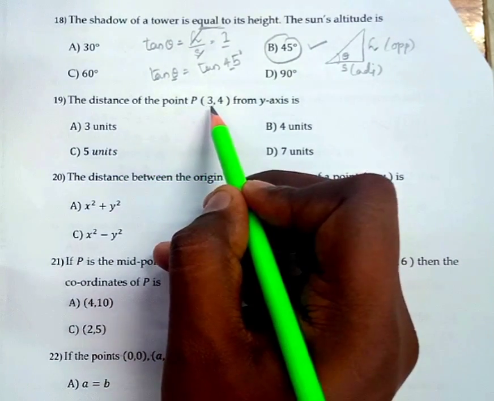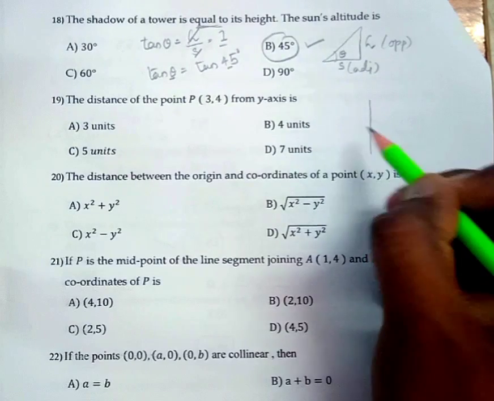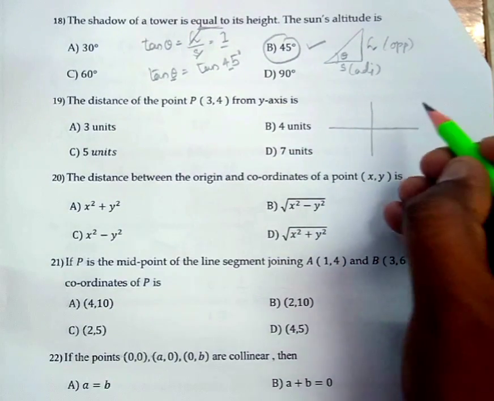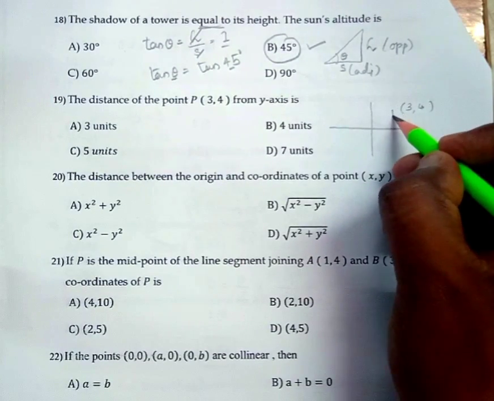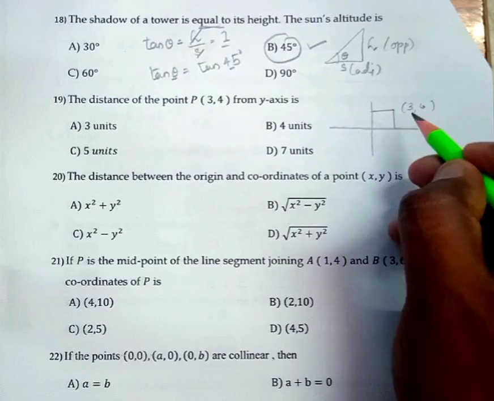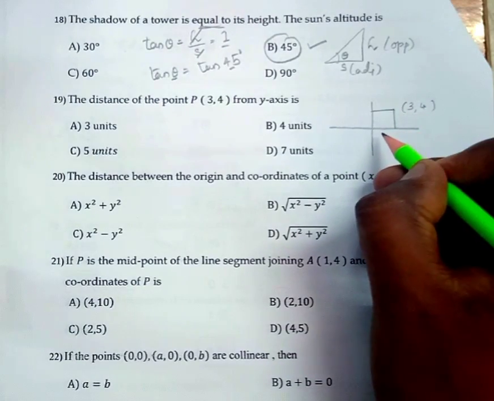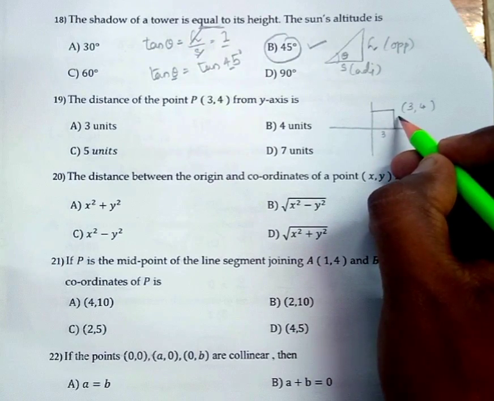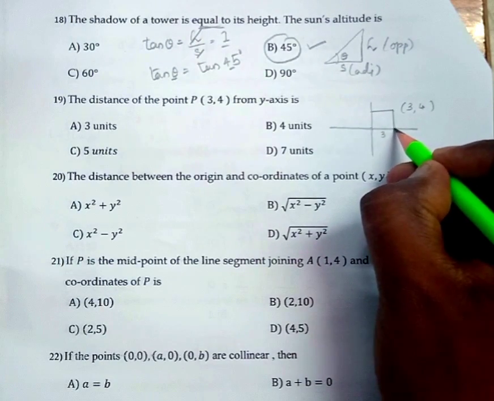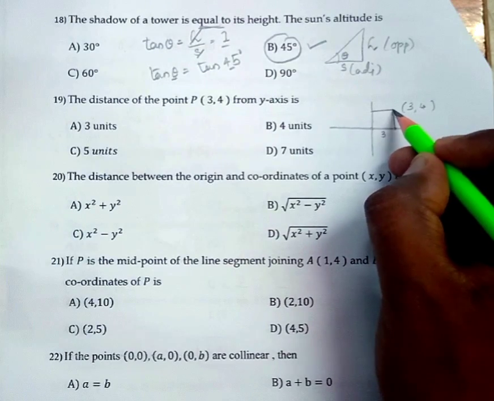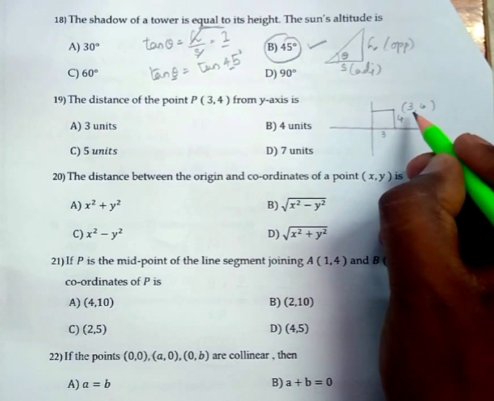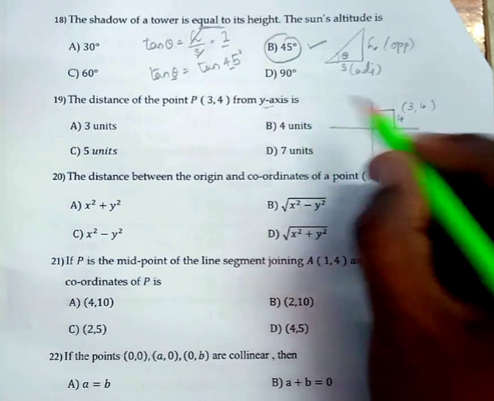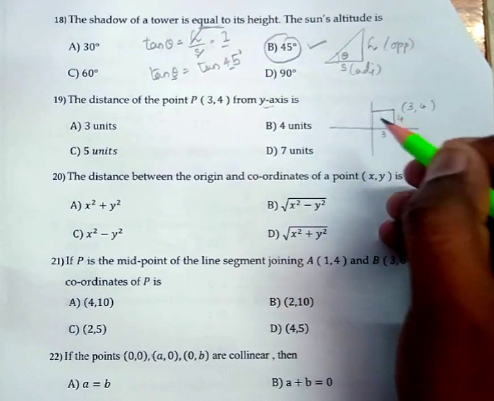19th question. The distance of a point P of 3, 4 from y-axis is. Students, the distance of a point from y-axis is its x-coordinate. The distance of a point from x-axis will be its y-coordinate. Therefore, here the x-coordinate is 3, y-coordinate is 4. Therefore, the distance of a point from y-axis will be its x-coordinate. X-coordinate is 3. Therefore, the correct answer is 3 units. Therefore, option A is the correct answer.